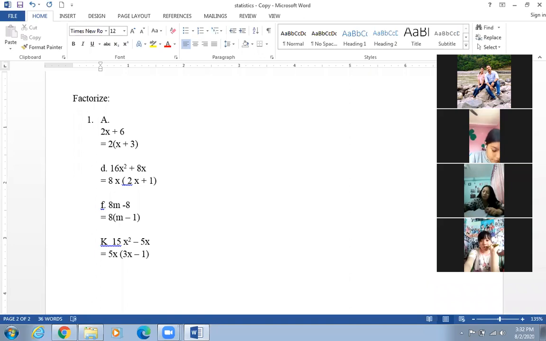Next, question J. Let us put J number also. J number: 6m cube n square. The computer is getting hang now. 6m cube, n square.